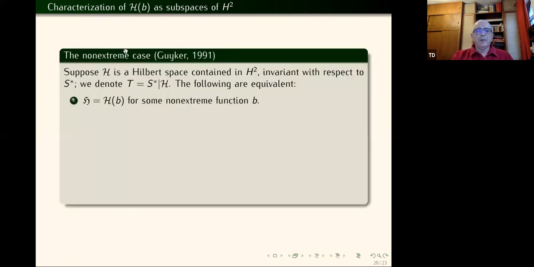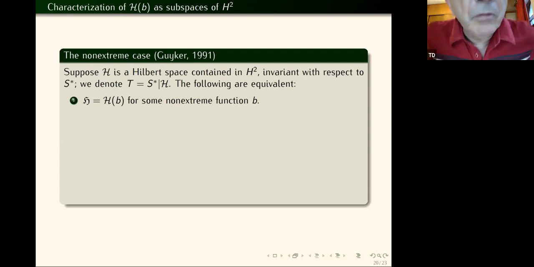Now, I think this is the last thing that I will do. H(B) spaces may be characterized as subspaces of H², in the sense that you are looking at a subspace of H². When is a Hilbert space contained in H² equal to some H(B)? And there is a characterization.